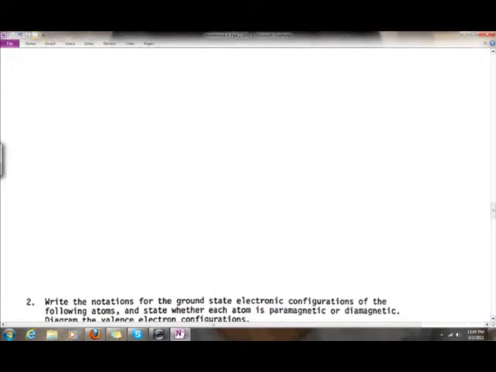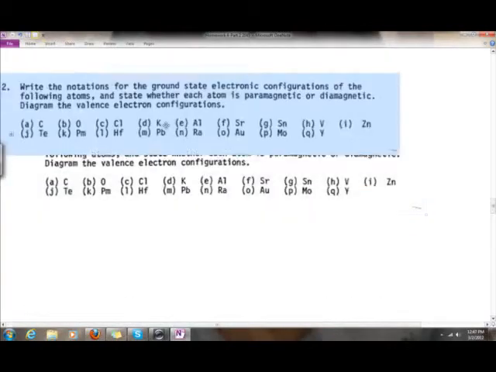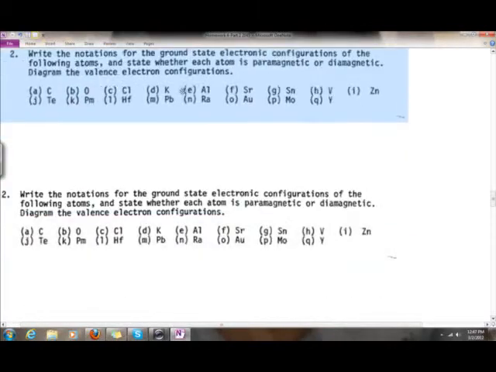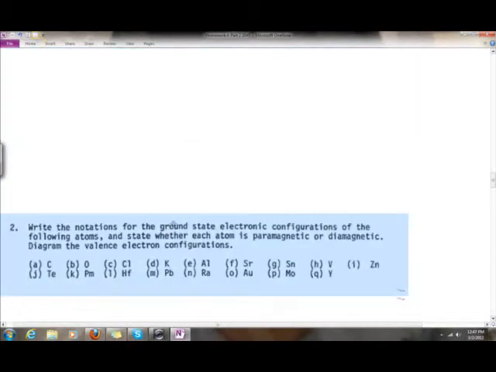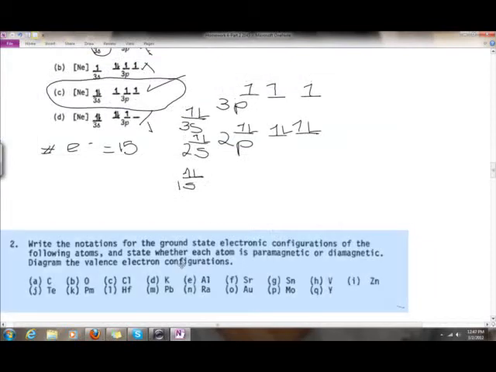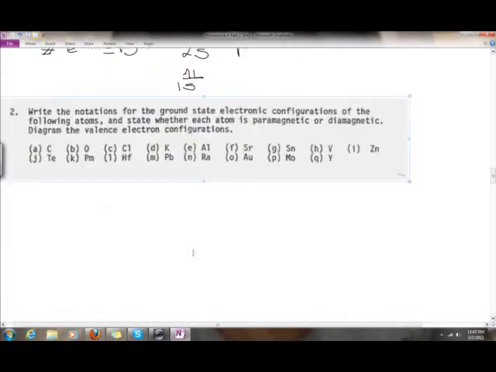Let's move this question up because we have plenty of space, and I want to save all the space I could on this page. And let's go with number 2. Write the notation for the ground state electron configuration of the following atoms and state whether each atom is paramagnetic or diamagnetic. Diagram the valence electron configuration. You need to do the diagram.